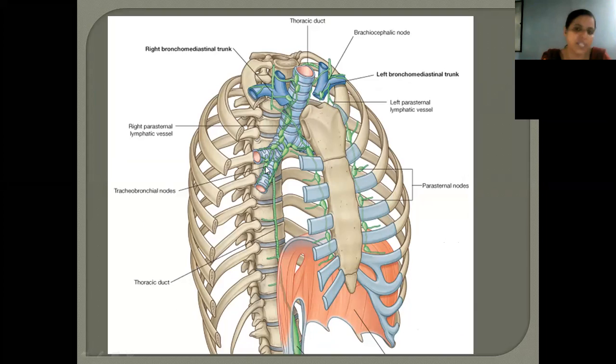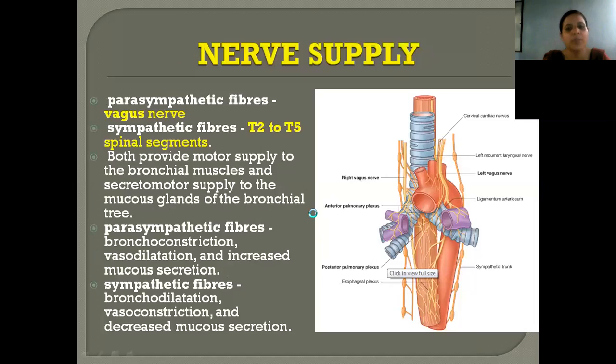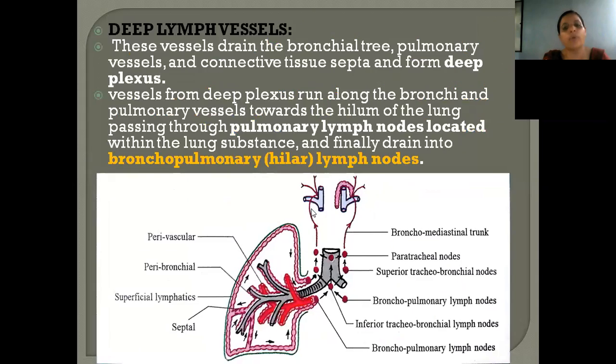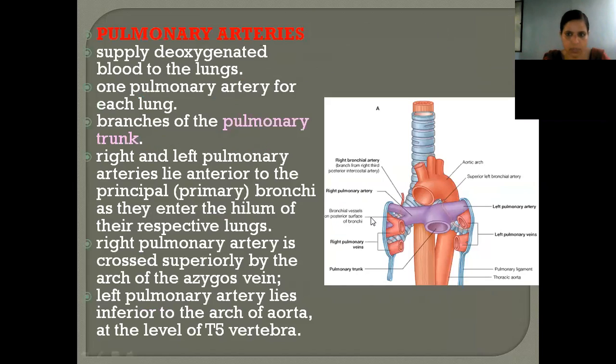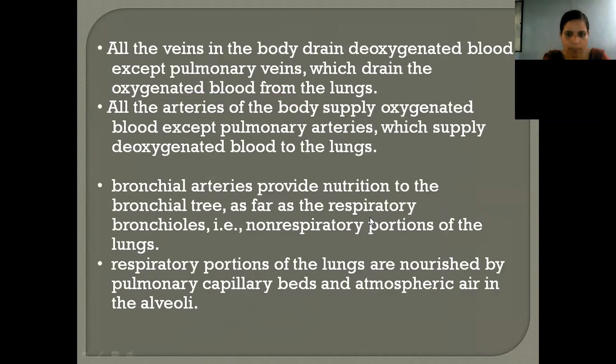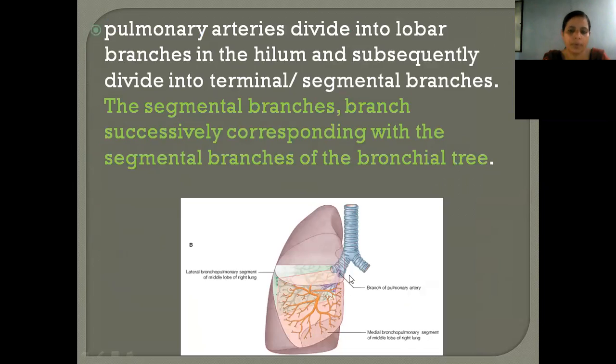Each principal bronchus can also be called a primary bronchus. From the primary bronchus we have the secondary bronchus, then the tertiary bronchus, then bronchioles, and then alveoli. I'll show you one picture. See: trachea, primary bronchus, secondary bronchus, tertiary bronchus, and finally you will have alveoli.